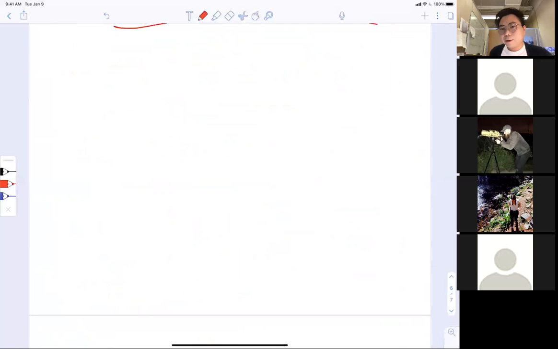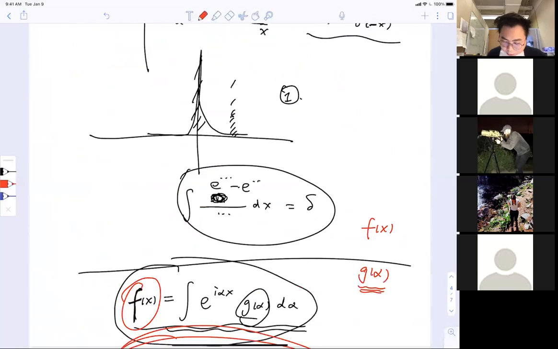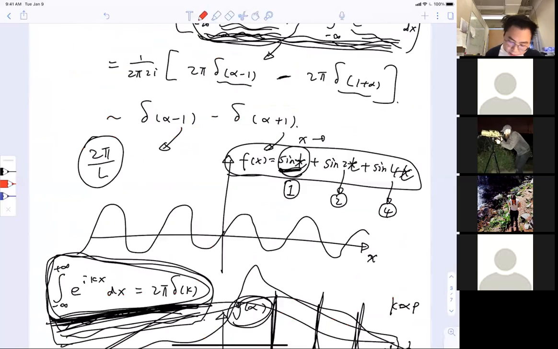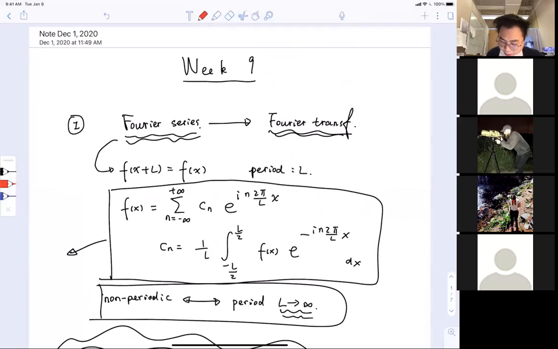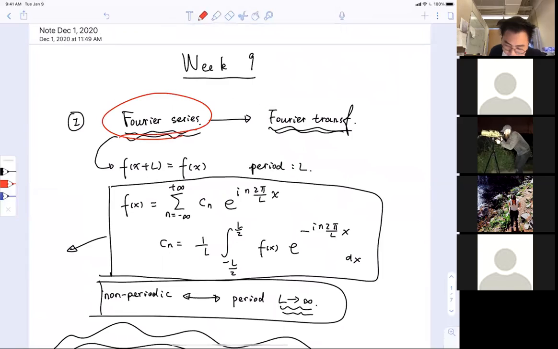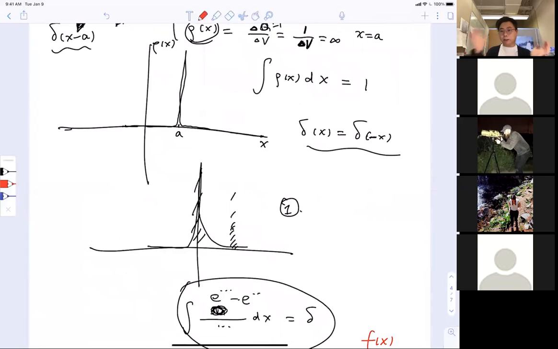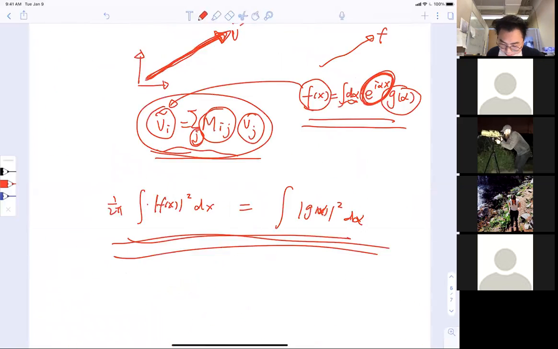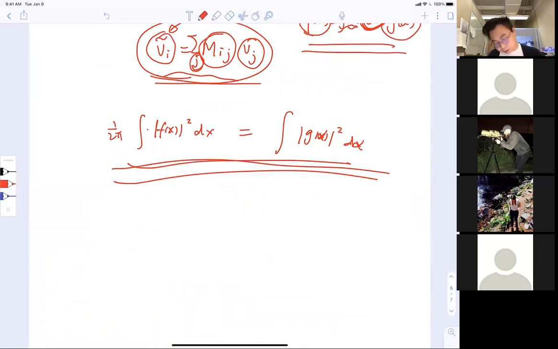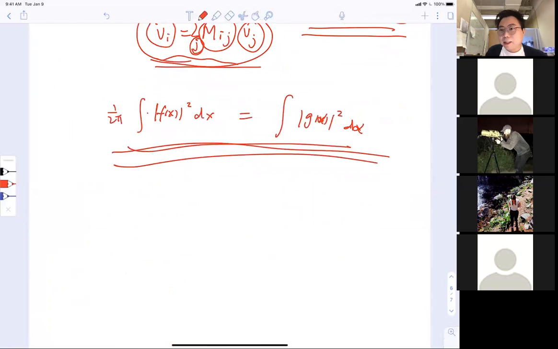So that's what I want to say about the Fourier transformation. There are two ways to understand your Fourier transformation. One is regarding it as a limit of a Fourier series. Another is to view this transformation as a coordinate transformation, but in a continuous way. So any question about this?